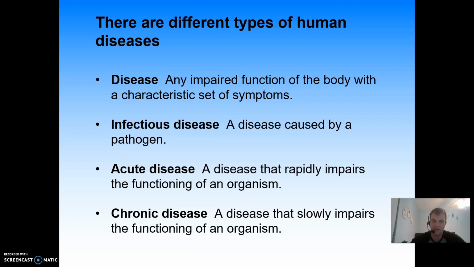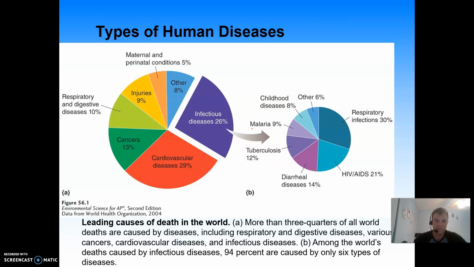An acute disease is a disease that rapidly impairs the functioning of an organism. It's something that's going to come on and attack very quickly, very strongly. These are the types of things that can kill or harm something right away. And then there's a chronic disease, and that's one that stays in the body for a long time, damaging over a long period of time. So it slowly impairs the functioning of an organism.